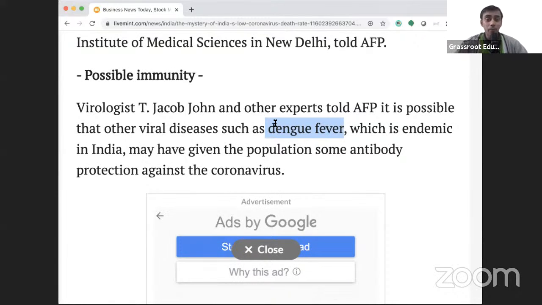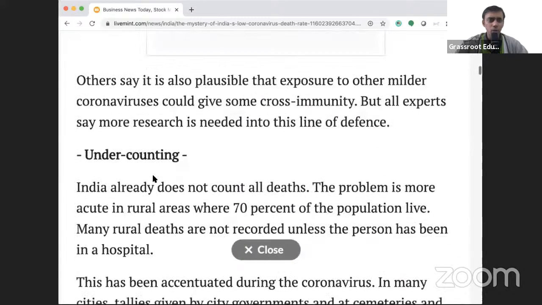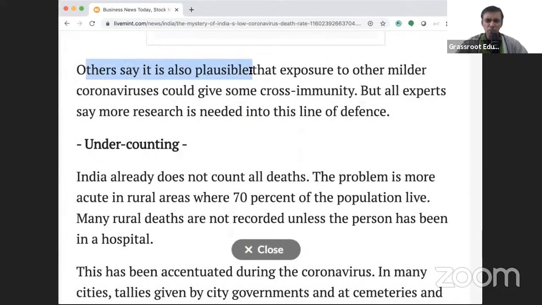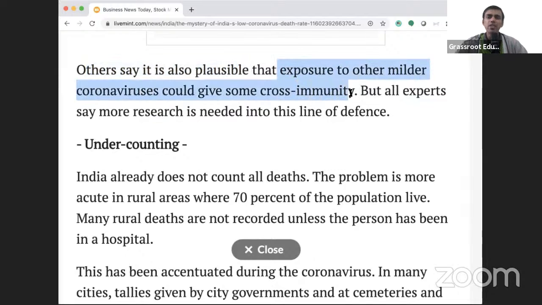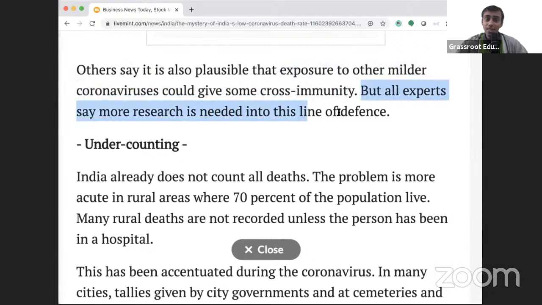So us getting affected by other diseases is now turning out to be a blessing in disguise, right? Okay, good. Let's keep going. Others say it is also plausible. It's reasonable to assume that exposure to other milder coronaviruses could give some cross immunity, but all experts say more research is needed into this line of defense. So everyone is saying that this can be the cause, but we are not sure. Maybe this is one of the reasons why the Indian population is able to ward off this virus in a better way. Even if they are affected, they're able to fight it off in a better way.